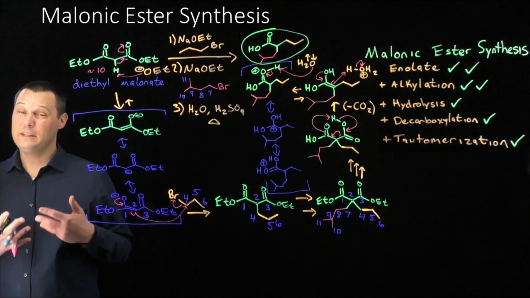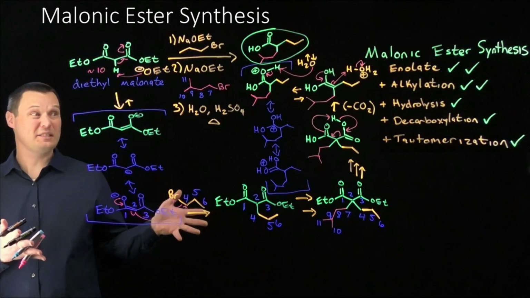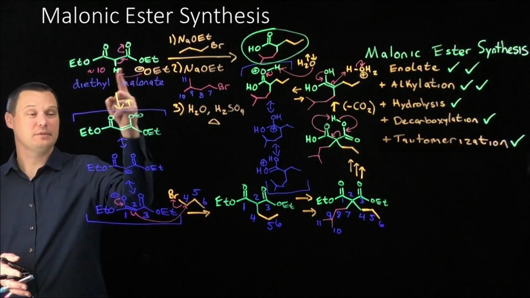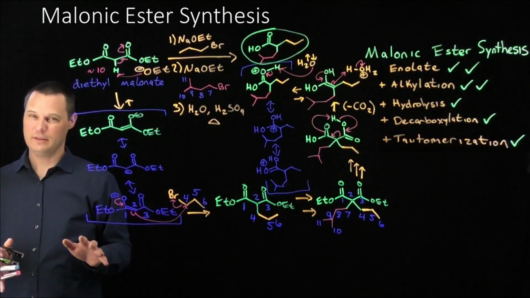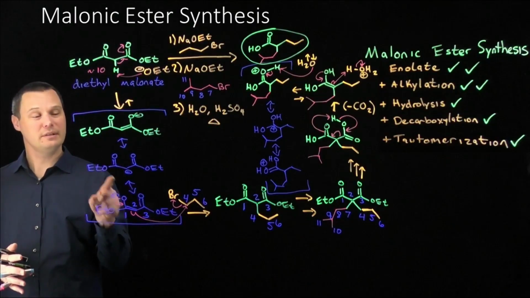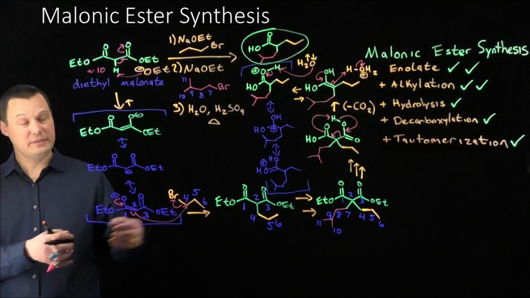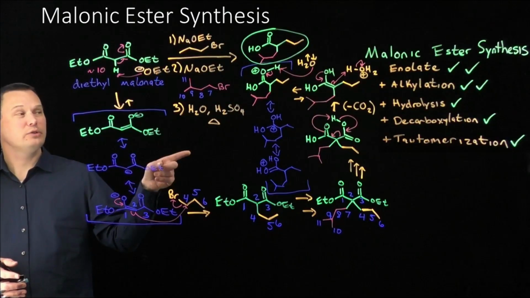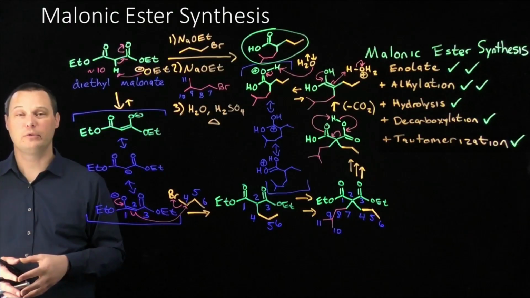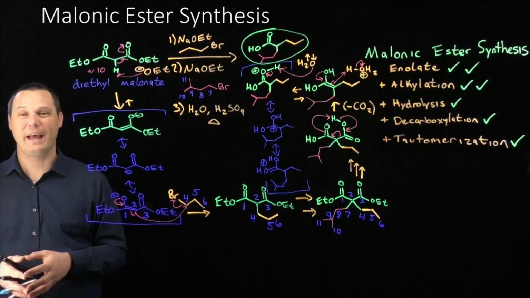Students tell me all the time the malonic ester synthesis looks like a monster. Several steps, so many arrows. But the truth is, you already know every single step in this mechanism. All we're doing is chaining together things we've seen before: enolate alkylation, hydrolysis, decarboxylation, and tautomerization. Let me show you how simple this pattern actually is.